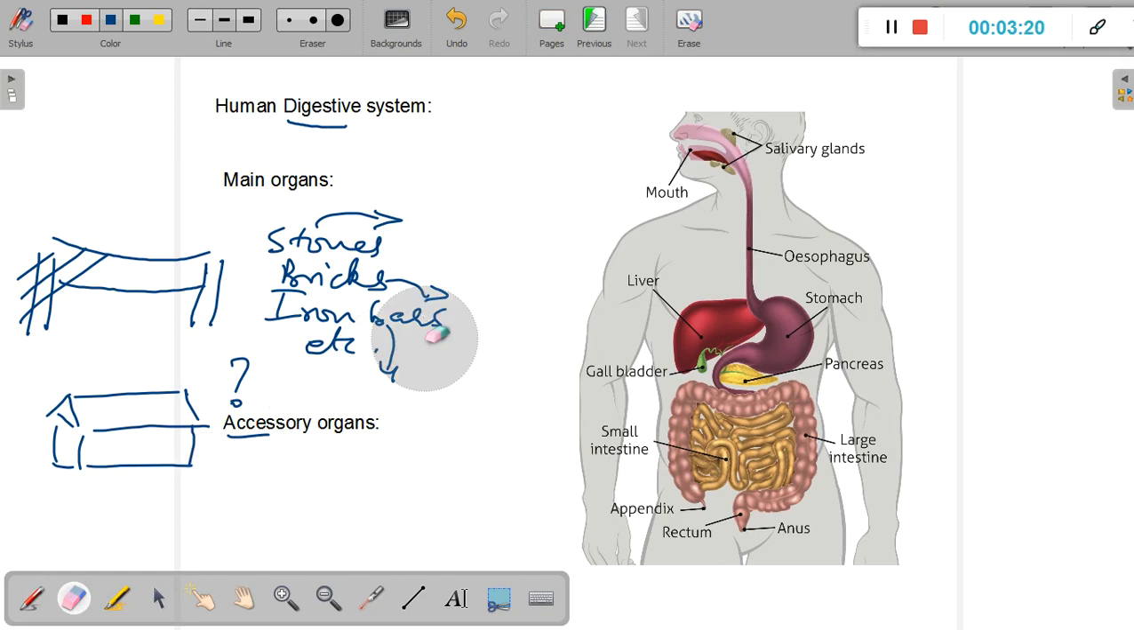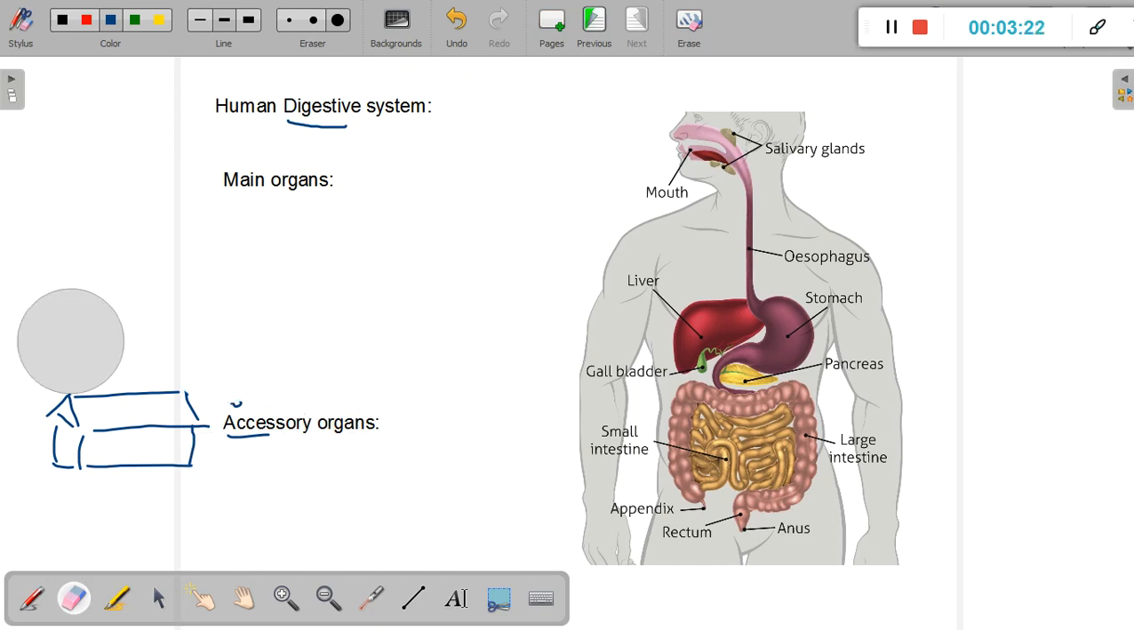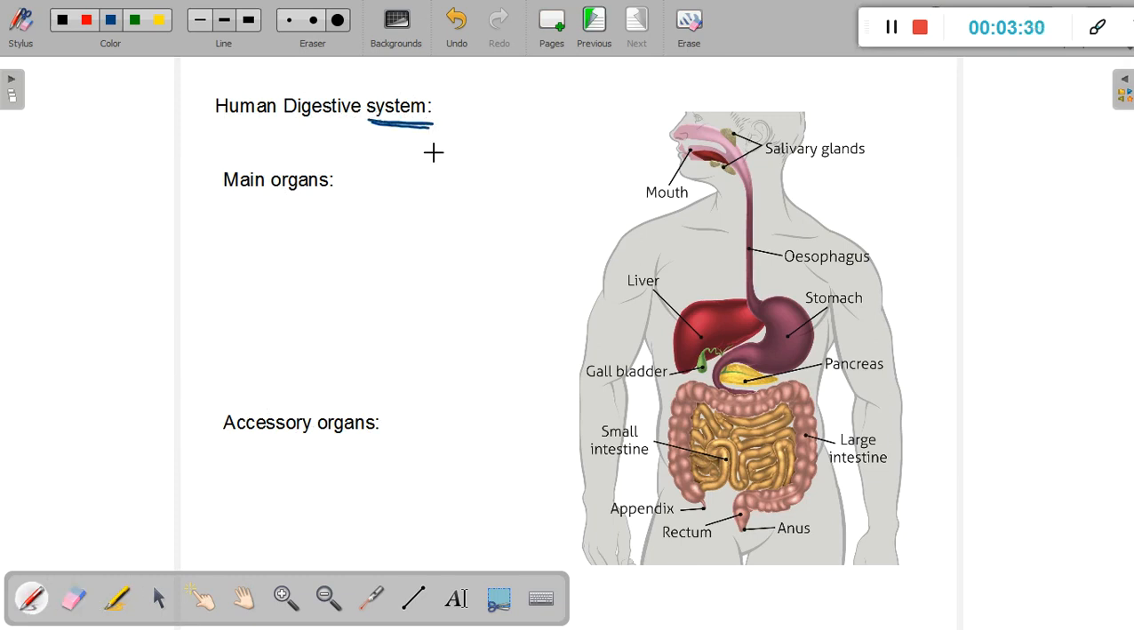And what performs this function of digestion in our body? The digestive system, the system that is made up of a large number of organs. All of those organs are working together to digest food. Now, there are two types of organs of the digestive system, the main organs and the accessory organs. Let us look at them one by one. Now, let's look into the diagram.